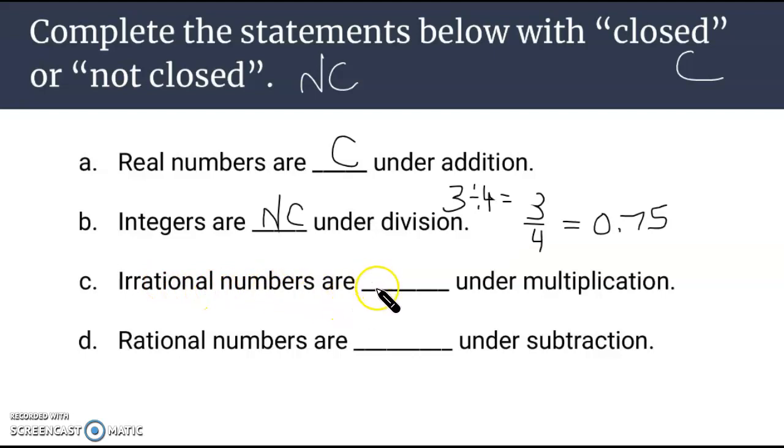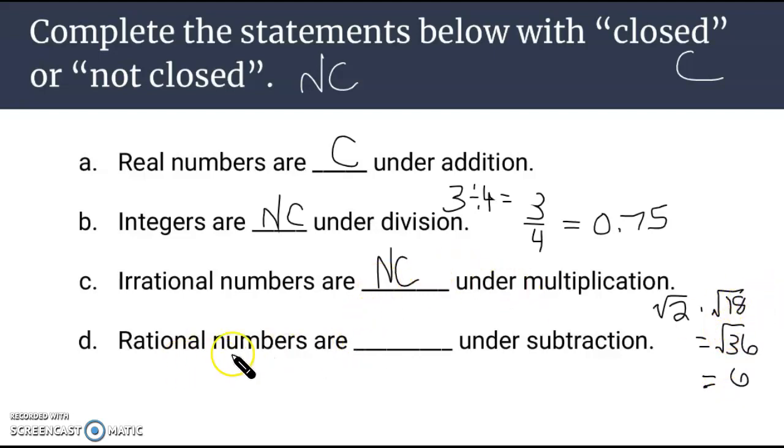Irrational numbers are not closed under multiplication. Here's an example of that. The square root of 2 times the square root of 18. If you notice, the square root of 2 and the square root of 18 are irrational, but multiplying those yields the square root of 36, and that is something we can actually find. The square root of 36 gives us 6. 6 is rational, not irrational. That's why we say not closed.